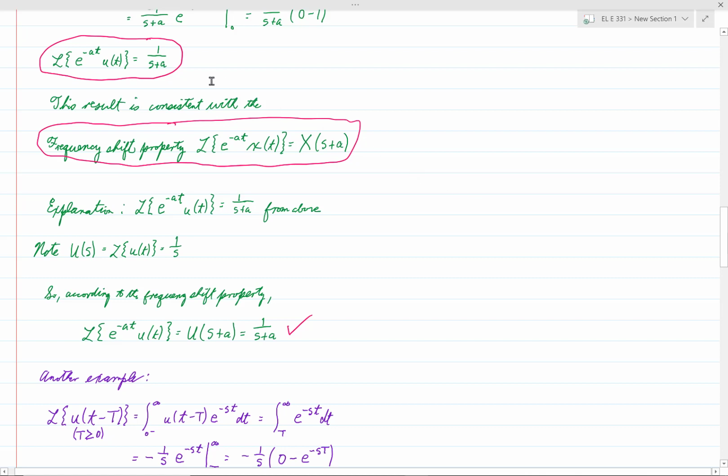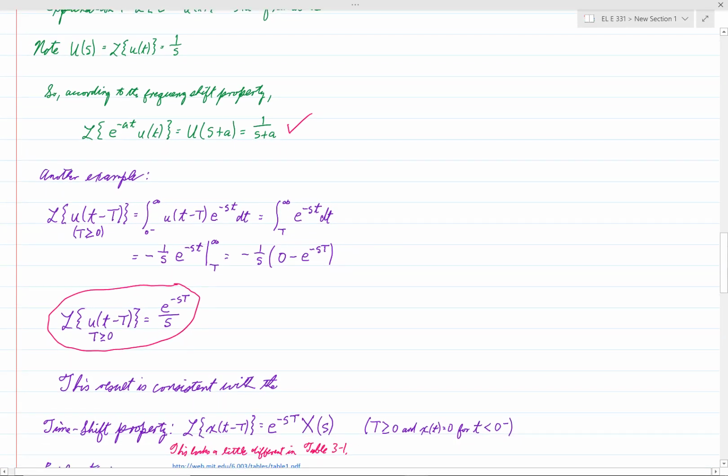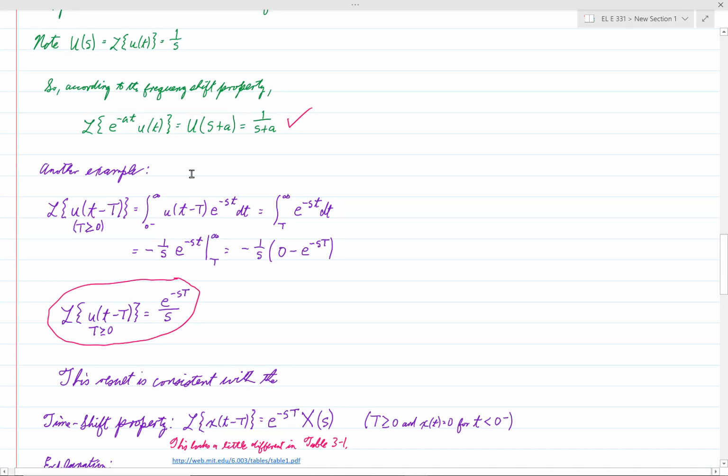So now we have 4 pairs and we have 2 properties. Now let's look at still another pair and another property. So if we look at the Laplace transform of u of t minus capital T, where capital T is greater than or equal to 0, let's see what that will do for us. Well, that will be the integral from 0 minus to infinity. This is just plugging directly into the formula for the Laplace transform.